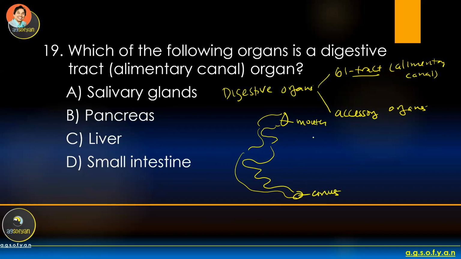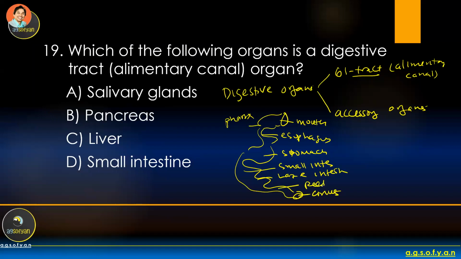This is a tract. So mouth, then pharynx, after that esophagus, and then stomach, small intestine, large intestine, rectum, and then anus. This is what we call the GI tract or alimentary canal.